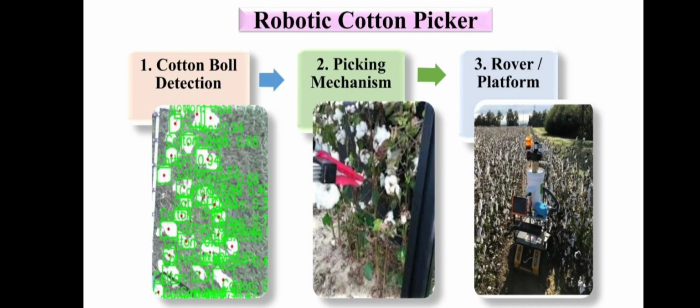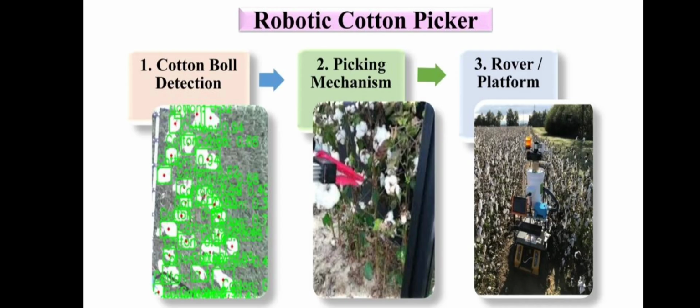The process includes cotton ball detection, picking mechanism, and rover platform. The robot uses GPS for navigation. Once a ball is located, a robotic arm grasps the ball. It includes vacuum suction to pull the cotton. The picked cotton is then transported to a collection bin.